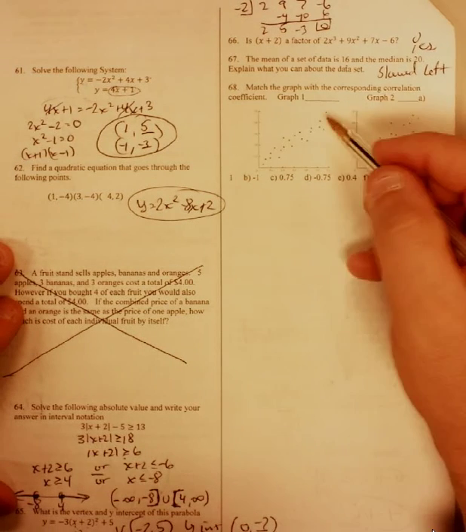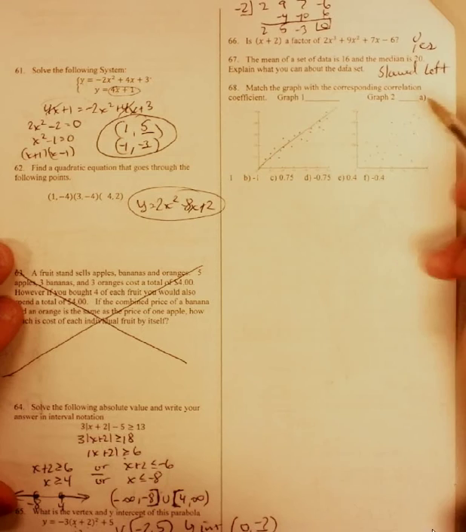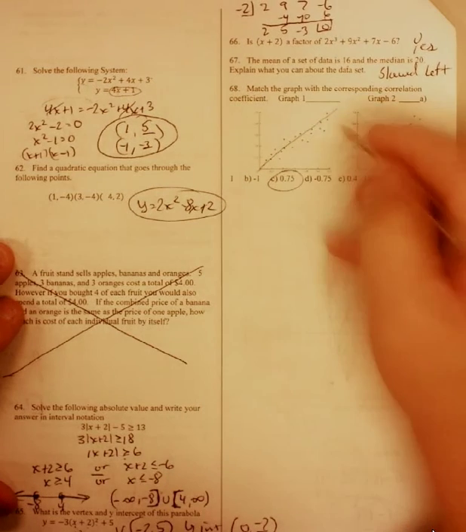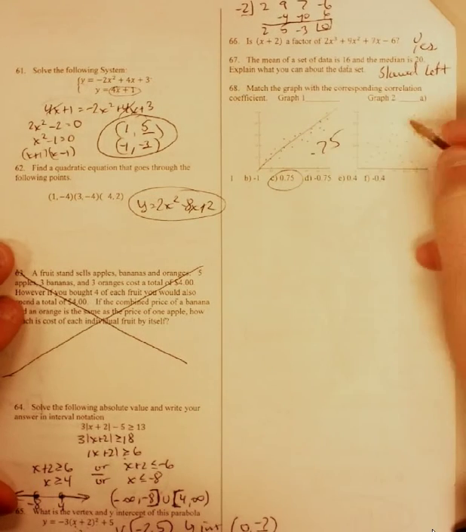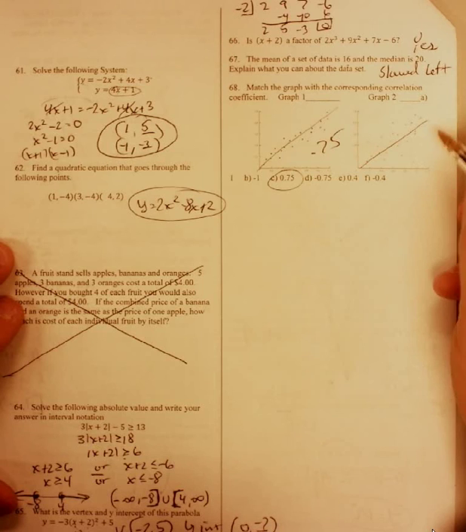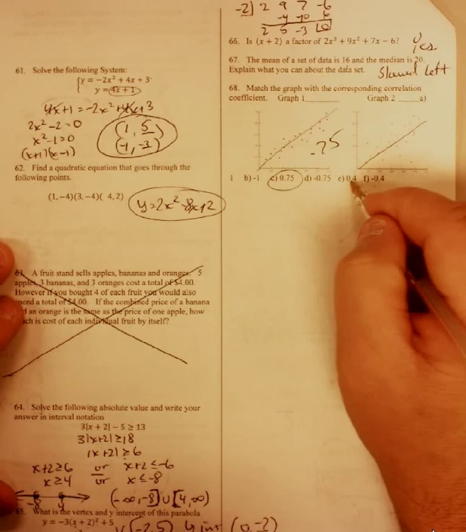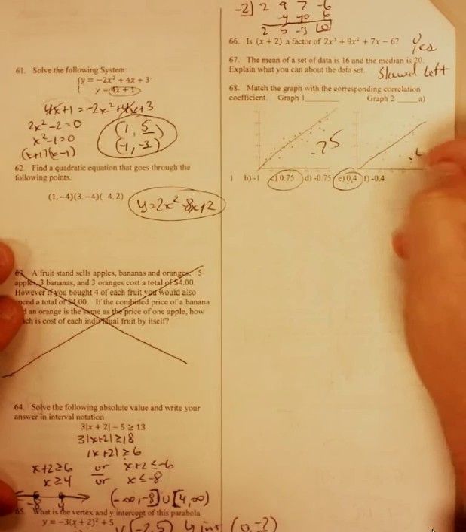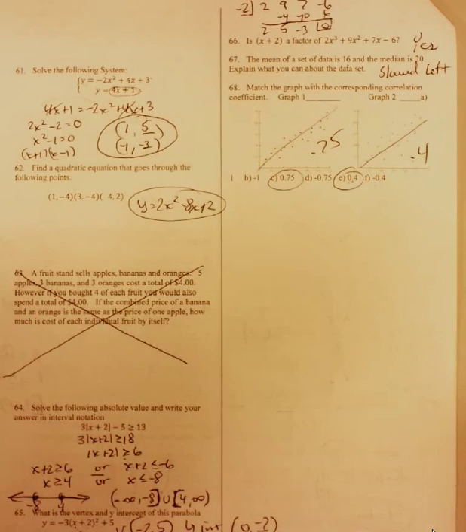So graph number 1, it's positive. It's a fairly strong one, so I'm guessing that that's C, that's 0.75. And then this one looks like it's still positive, but it's not nearly as strong. And so maybe it's not even positive, because all these other ones, oh no, here's a weaker one. So it's got to be E, which is 0.4. And that is page 6. Hopefully that made sense.